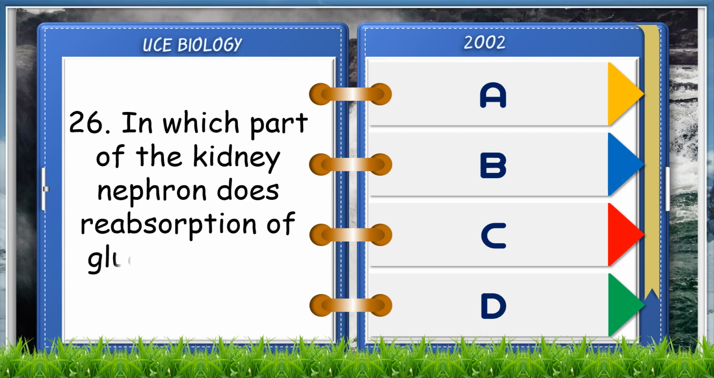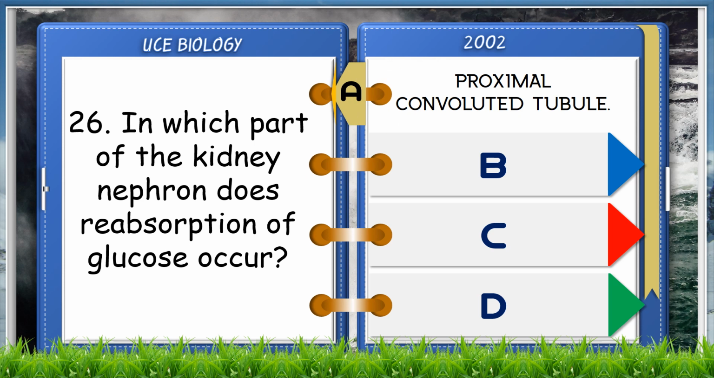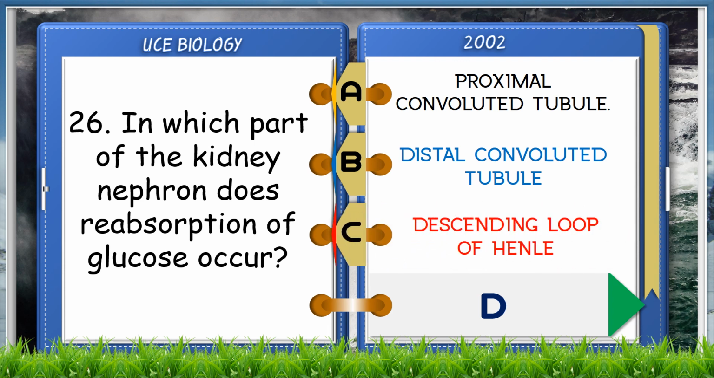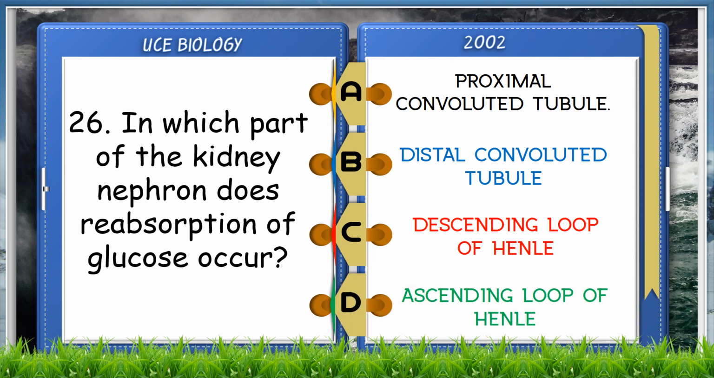In which part of the kidney nephron does reabsorption of glucose occur? A. Proximal convoluted tubule. B. Distal convoluted tubule. C. Descending limb of Henle. D. Ascending limb of Henle. The answer is A. Proximal convoluted tubule.